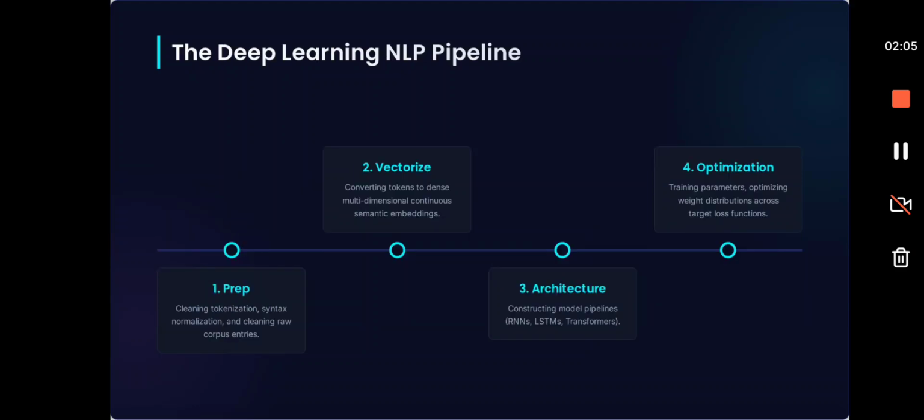These characteristics make modern NLP highly efficient. This slide explains the deep learning NLP pipeline. The first stage is preprocessing, where text is cleaned and prepared through tokenization and conversion. The second stage is vectorization, where words and sentences are converted into numerical representations that computers can process. The third stage is architecture, where models such as RNN, LSTM and transformers are used to analyze data. The final stage is optimization, where the model is trained and improved to achieve better performance and accuracy. Together, these stages form the complete NLP workflow.